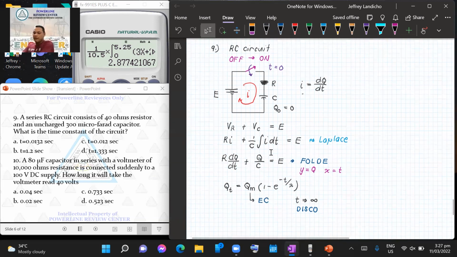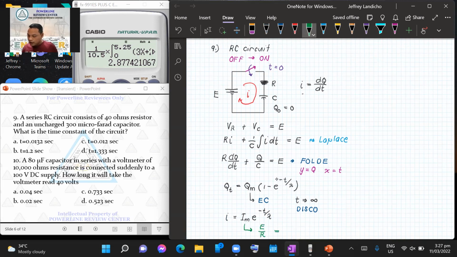So kung alam na natin ang value ng ating charge, kung gusto mo kunin ngayon yung ating current, if you want to solve for the current, ano current? That is the derivative of your Q with respect to time. So you differentiate this given equation. Lalabas dyan that the given current I in this circuit is equal to maximum value of current times e raised to negative t over lambda. So yan naman yung ating equation of the current. Wherein I sub m, ito yung maximum value. Anong value niyan? That is E over R.